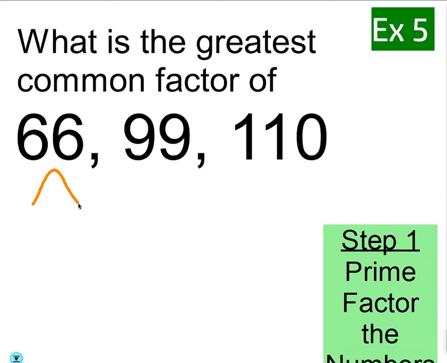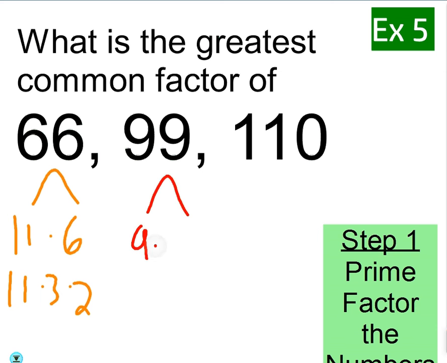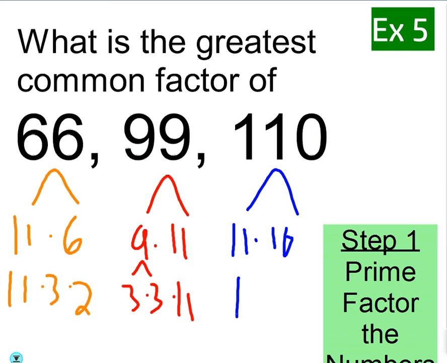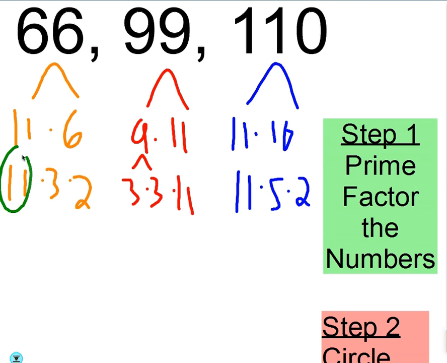What does 66 break down to? Okay, 11 times 6, which becomes 11 times 3 times 2. 99 is 9 times 11, which becomes 3 times 3 times 11. 110 becomes 11 times 10, which becomes 11 times 5 times 2. Interesting, huh? What are we learning with this problem? Yeah, they only have one common factor, which is 11.